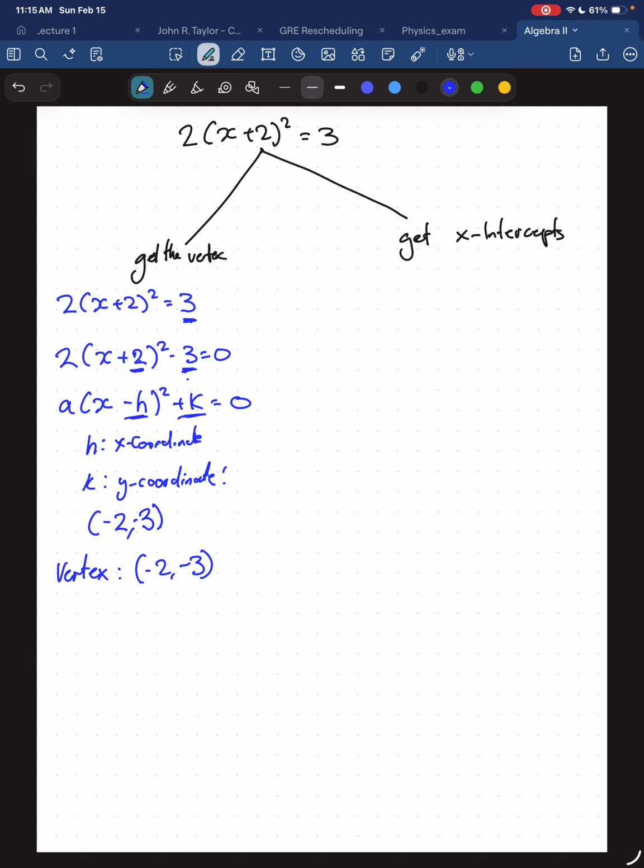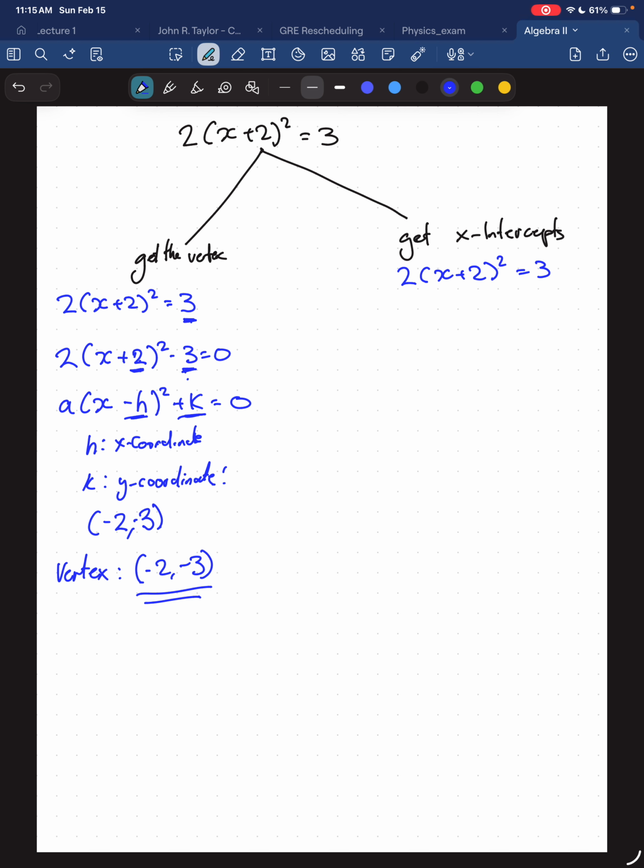All right. So the next thing I can do is get my x-intercepts. So at my vertex, I had to move the 3 across the equal sign. So I've done that. That's good. I now know where my vertex is. So now let me get the x-intercepts. I'm going to rewrite my equation. 2 times x plus 2 squared equals 3.